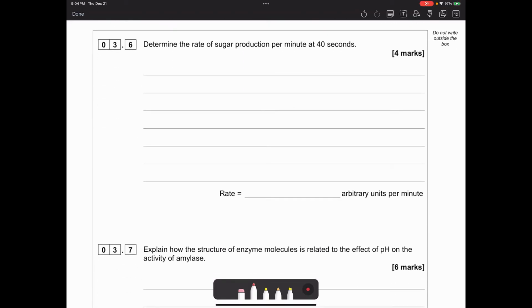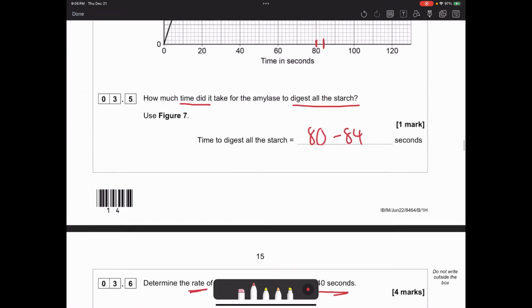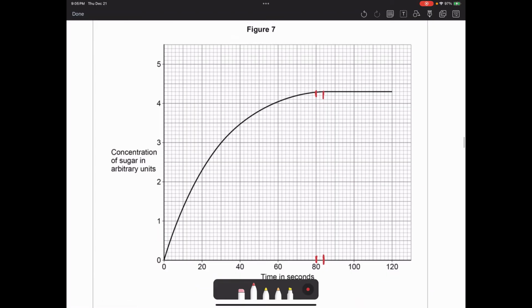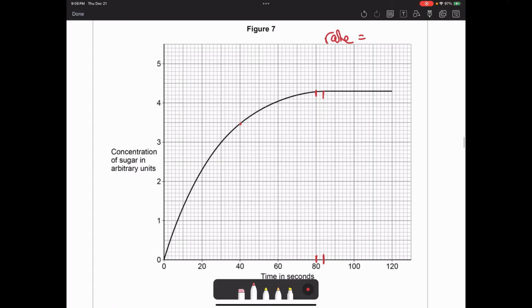Question 3.6, determine the rate of sugar production per minute at 40 seconds. Okay, so the rate of sugar production at 40 seconds. Now it's asking you to find the rate of a reaction at one specific moment in time. Now if I go to 40 seconds, I've got a curved line here where it's asking me to find the rate. Remember, rate on a graph, when you've got time in it, is basically equal to the gradient.